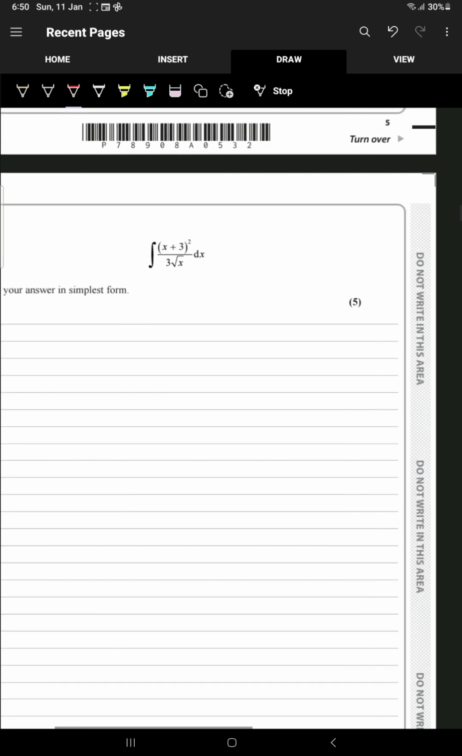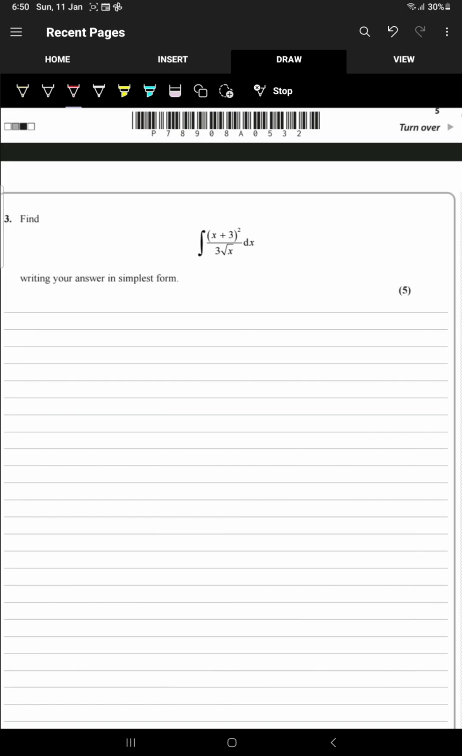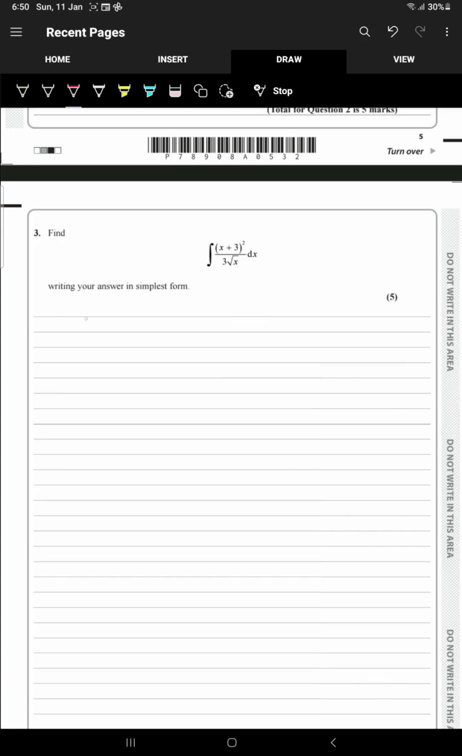All right, so here we have to find the integral of (x plus 3) squared divided by 3 root x with respect to x, dx. Over here we have to expand this power, because we can't directly find the integral; we need an expression in its simplest form. So that's how we can find the integral.